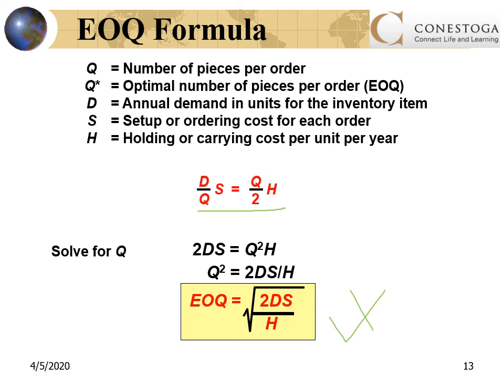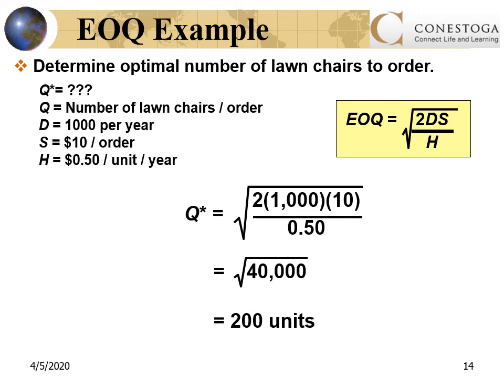You will be given the annual demand D, you will be given the ordering cost S, and you will also be given the holding cost per unit. Once you know these particular things, you can calculate the EOQ as follows. So let me take an example here.